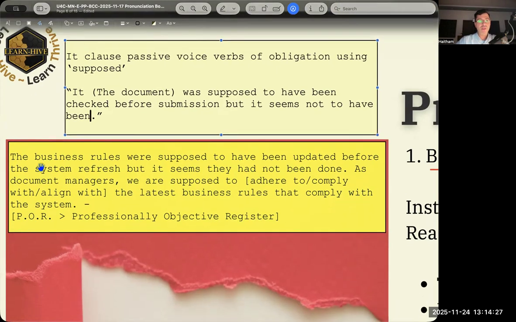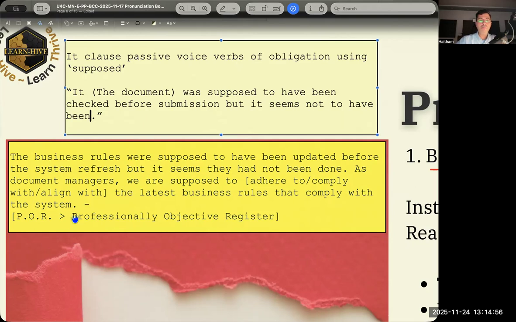This is the example that you said. The business rules were supposed to have been updated before the system refreshed, but it seems they had not been done. Okay. As documentation managers, we are supposed to adhere to, or comply with, or align with the latest business rules that comply with the system. Again, we have to think of a better verb than "comply" since we already used it before. So let's figure out a better one to use.